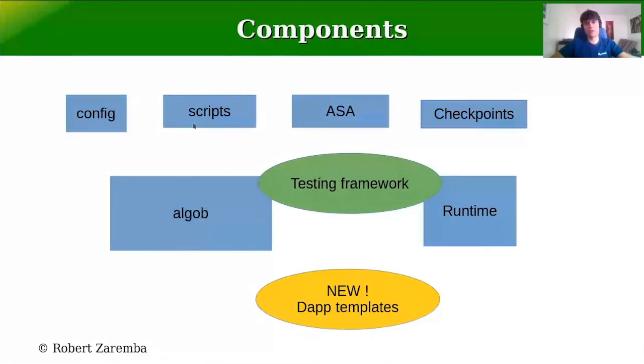So in the script, we define how we want to interact with the blockchain. ASA will provide you the declarative way of what's the ASA. Checkpoints will store all the transaction log and information about our deployments. Algo Builder, this is the tool which will use all these layers. It connects with the runtime to provide a testing framework. And something new, we have dapp templates, which I will show in a second.